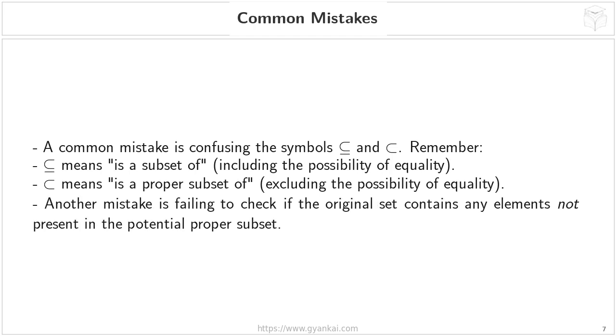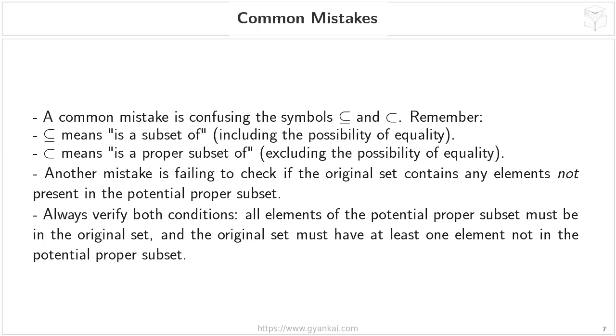Another mistake students often make is only checking one condition when determining if a set is a proper subset. Remember, there are two things you need to verify. First, you need to confirm that every single element in the potential proper subset is also found within the larger set. But crucially, you also need to check if the larger set contains at least one element that is not present in the potential proper subset. If you miss that second check, you might incorrectly conclude that a set is a proper subset when it's actually just a regular subset, or even the same set.